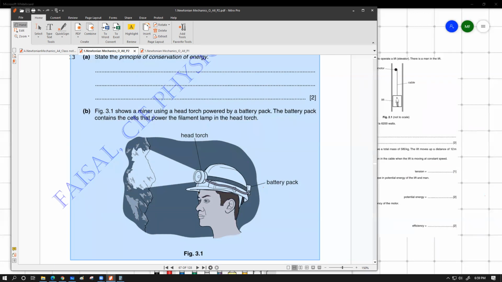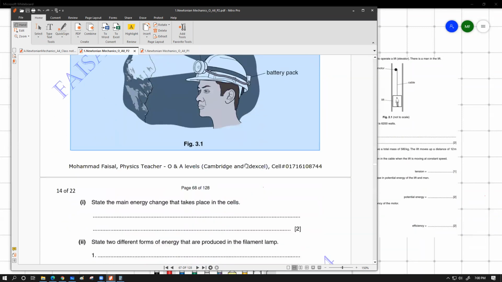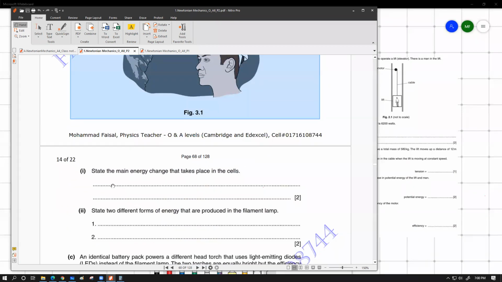Figure 3.1 shows a miner using a head torch powered by a battery pack. The battery pack contains cells that power the filament lamp in the head torch. So there's a battery pack in the back. This is the wire. Head torch is running. Now the question is the main energy change that takes place in the cell. Cell, not the whole thing. Sir, from chemical energy, right? Chemical to electrical. That's it.